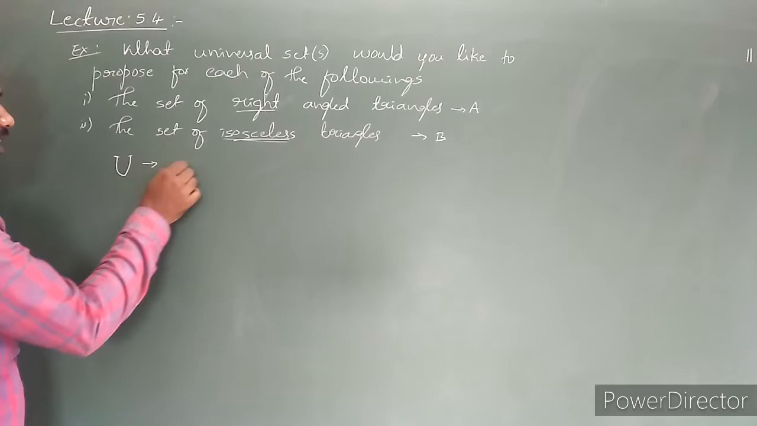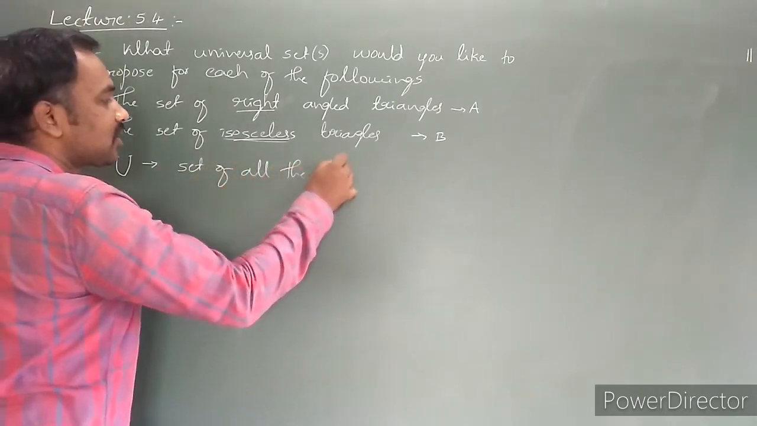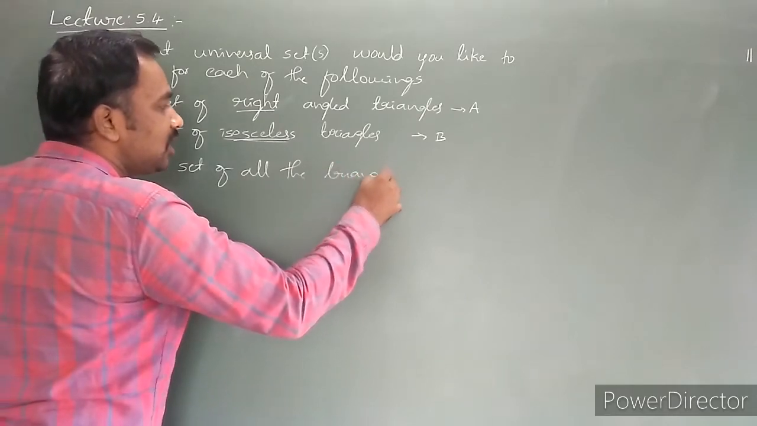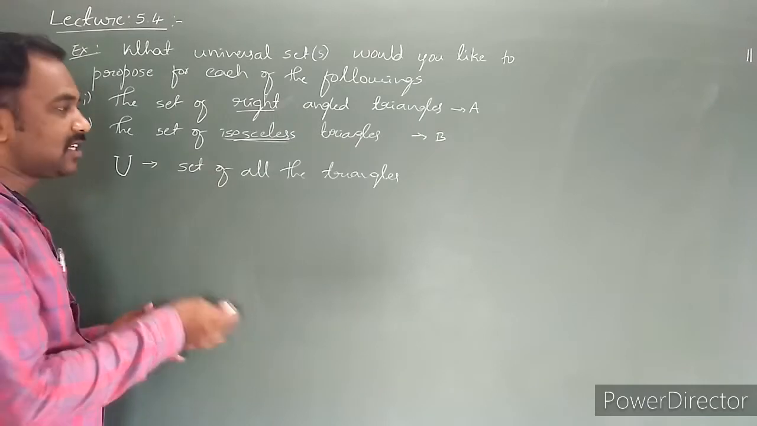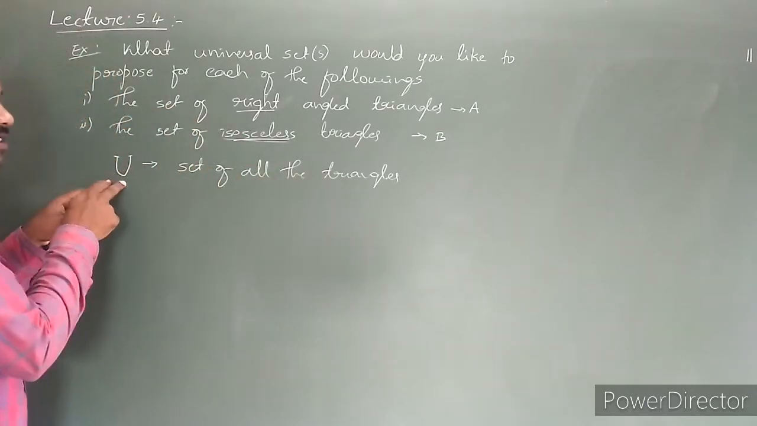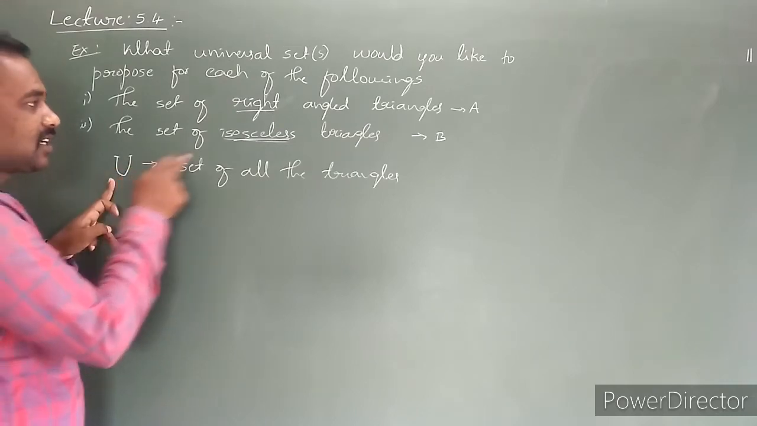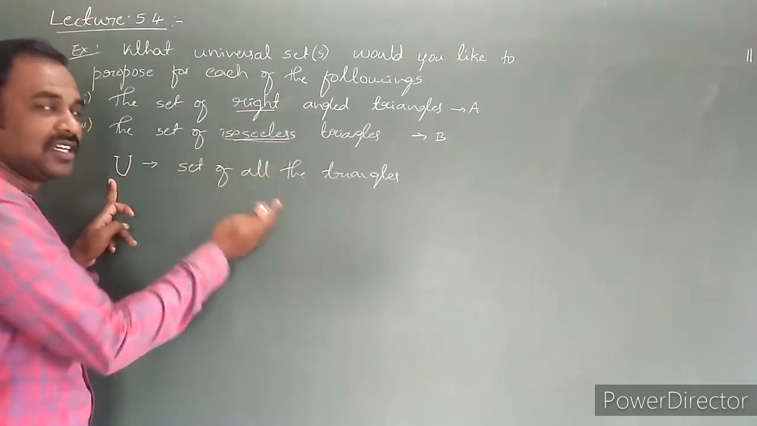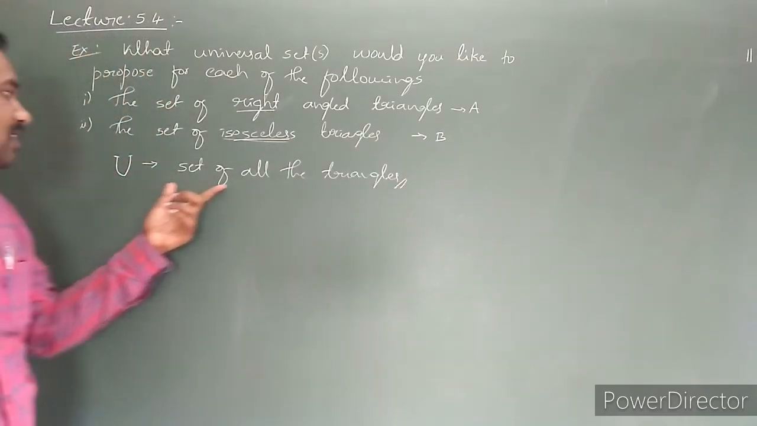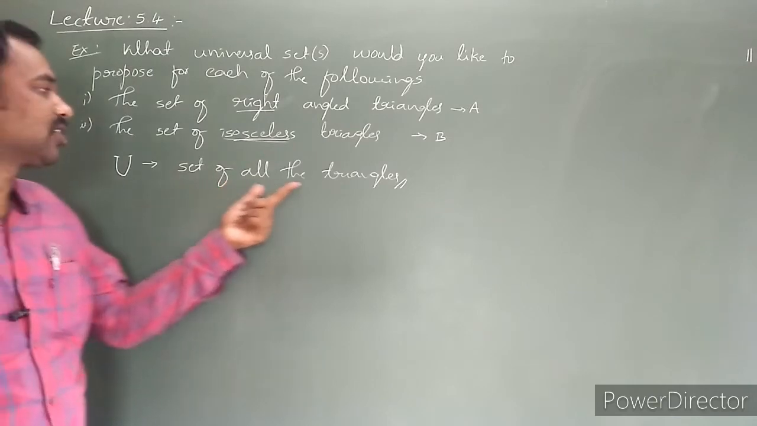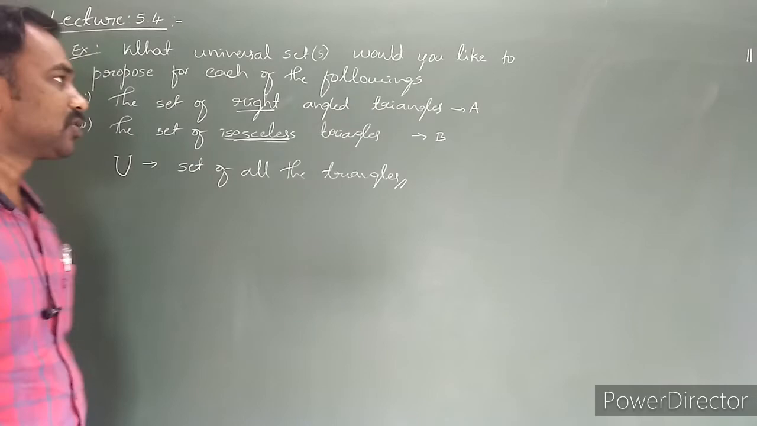What can we write? Can I write the set of all the triangles? The set of all the triangles in a plane. Whatever type of triangles there are, all types of triangles are considered in the universal set. So this universal set contains isosceles triangles as well as right angle triangles. Therefore, the required universal set is the set of all the triangles. This is how we have to write. This is a 1 mark question.